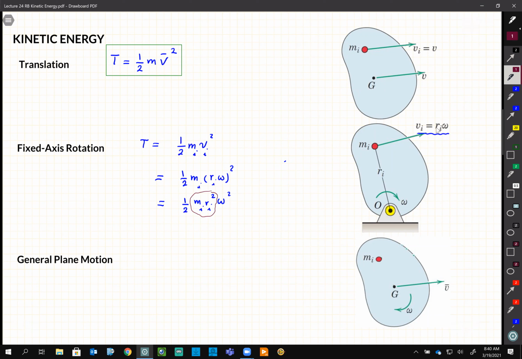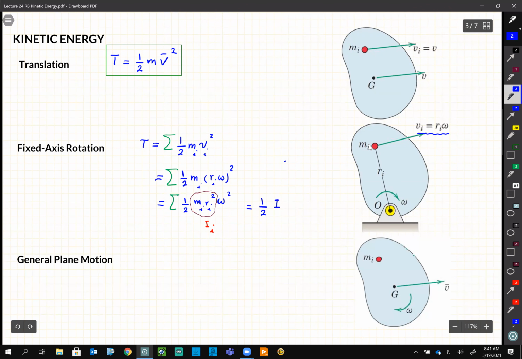Do you remember from lecture 21 when we talked about mass moment of inertia? The definition of mass moment of inertia was mass multiplied by its distance squared. So it means this guy here is I, the moment of inertia for this little mass mi. Now, if I integrate or sum all of these little particles, what I will end up with is half of I-O omega squared.